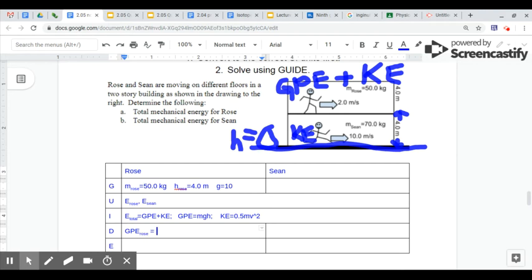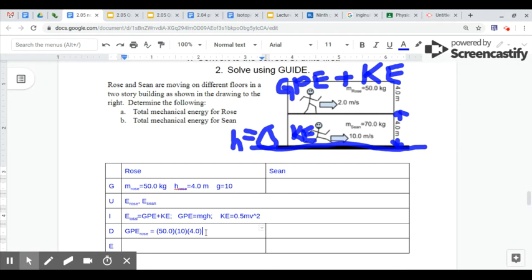So that's going to equal her mass of 50.0 times G, which is 10, times the height of 4.0. Basically, I just plugged into the formula where it says mgh: the mass, m, g, 10, and the height, h.